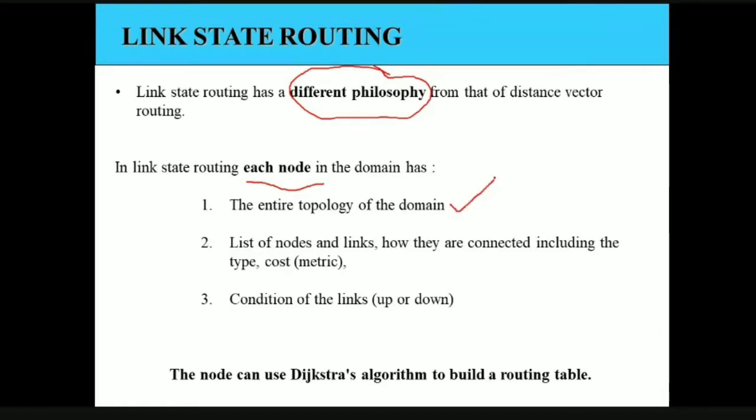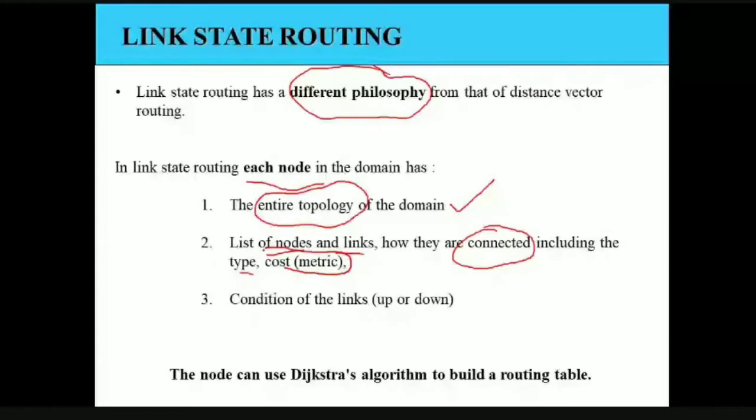If you compare this link state routing algorithm with the distance vector routing algorithm, in distance vector routing every node maintains information about only its neighborhood nodes. But here, every node maintains the entire topology of the domain, not just neighbors. They also maintain the list of nodes and the links between them, how these are connected to each other, that is the type of connection and the cost to reach that particular connection.